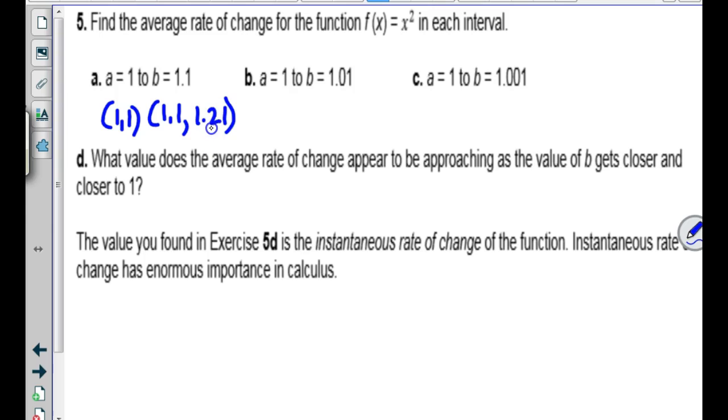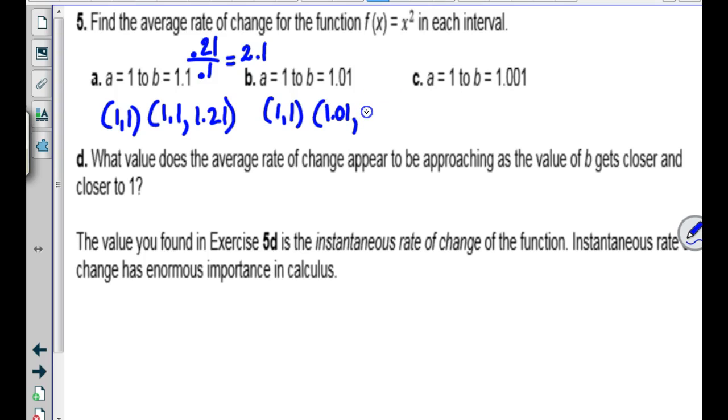If I do the slope, 1.21 minus 1 would be 0.21. On the denominator, 1.1 minus 1 would be 0.1. And what is 0.21 divided by 0.1? Now it says, what if you made that interval smaller and you were only looking from 1 to 1.01? Well, 1 would stay 1. But what happens if I put 1.01 and I square it?